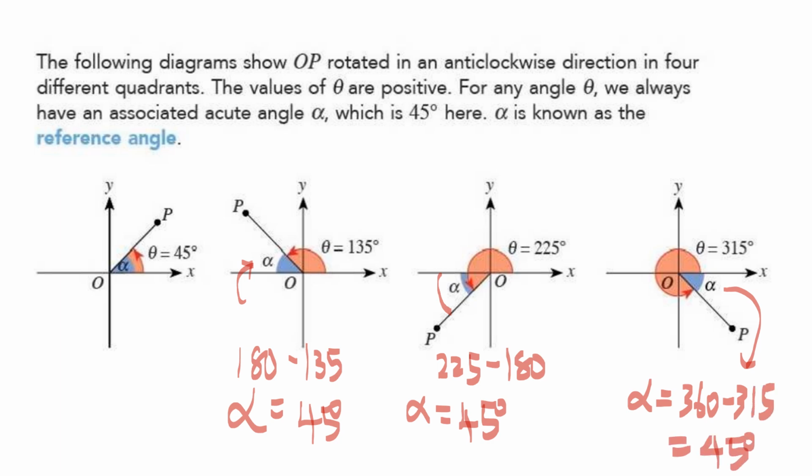So from these four diagrams, you can see that the reference angle is the angle that the line makes with the x-axis. It's very important that you take note of that. It is the angle that makes with the x-axis, and it is always an acute angle. It is an angle between 0 and 90. So that's a reference angle. We will learn how to make use of this reference angle, not to worry.